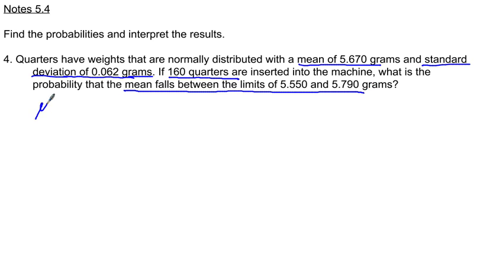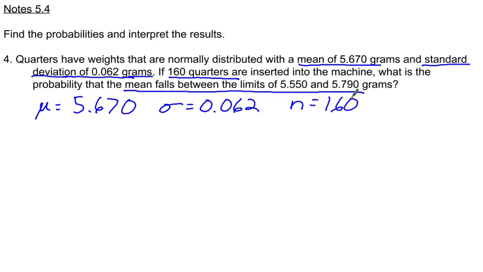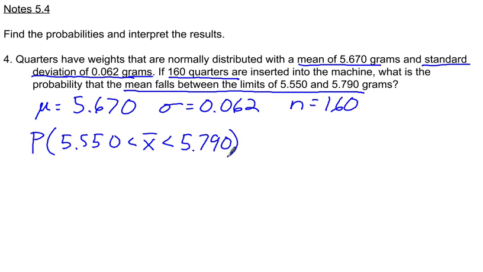So here, just like before, our mean is 5.670. Our standard deviation is 0.062. Our sample size n, we're looking at 160 quarters, and we want the probability that the mean, so this time we use x bar, is between 5.550 and 5.790. So this time we do have to use our newer formulas.